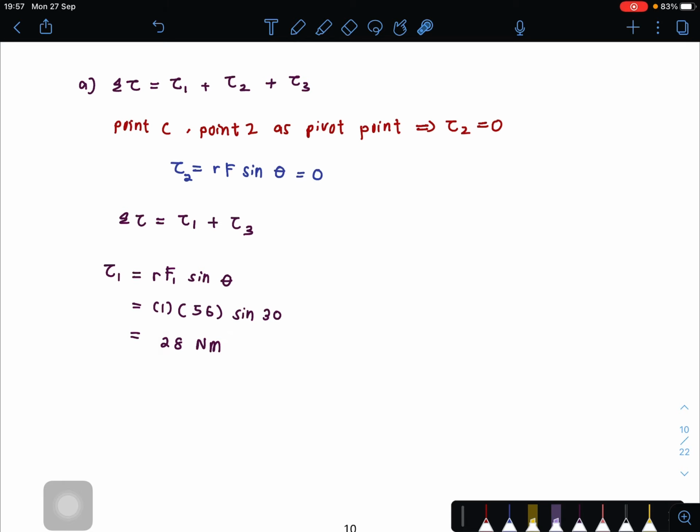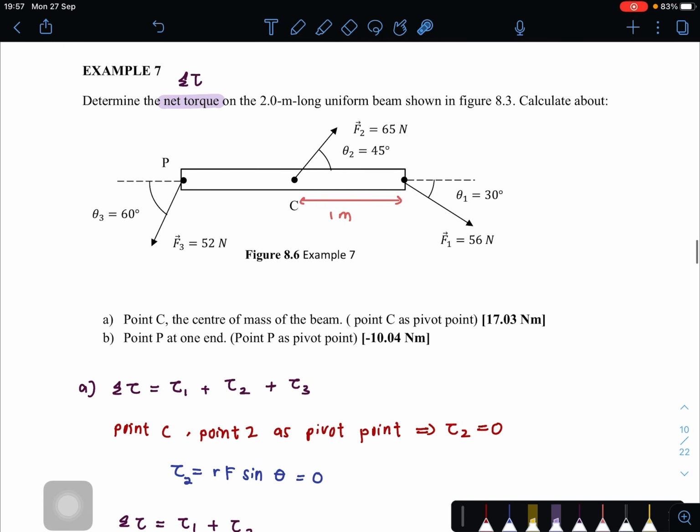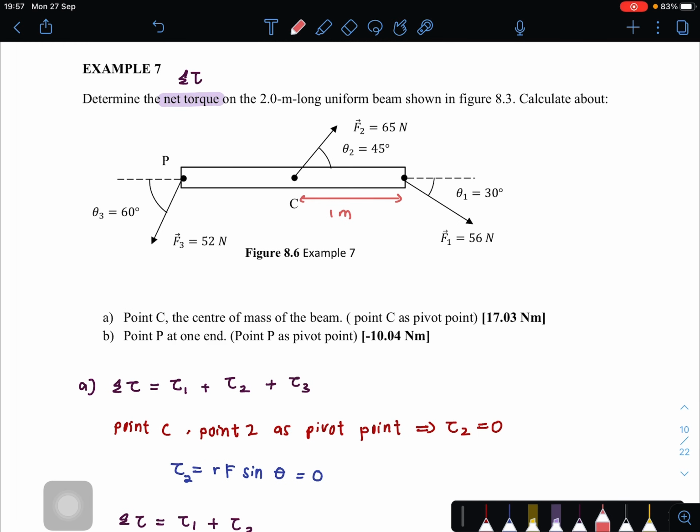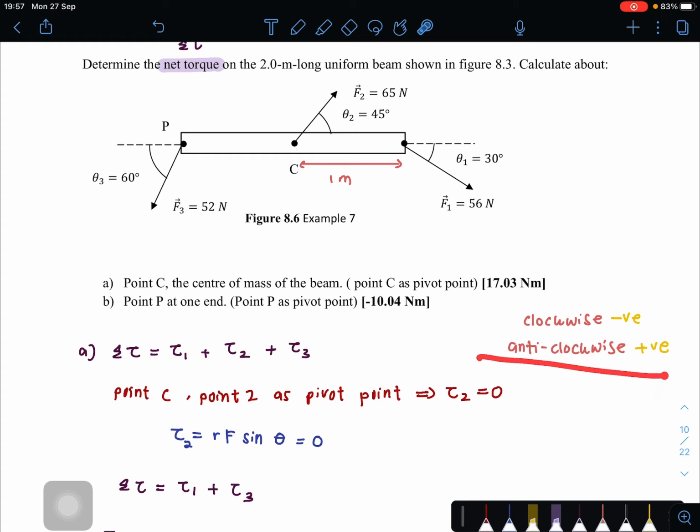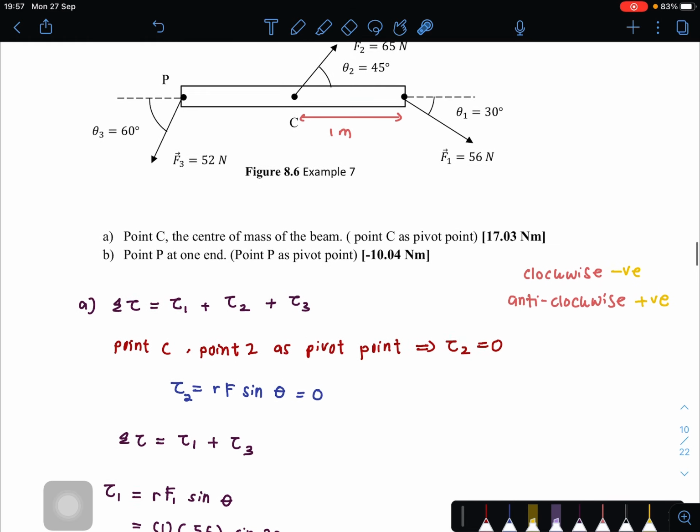We need to identify the direction. So the direction for torque is either clockwise or anti-clockwise. There are only two. Either clockwise or anti-clockwise. Where for clockwise it will be negative, anti-clockwise positive. This one you must always remember. Okay, so how can we determine this direction?